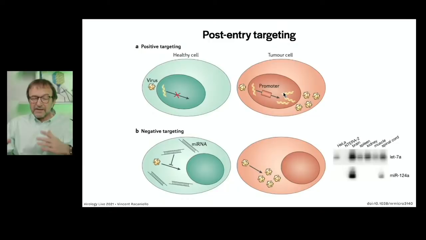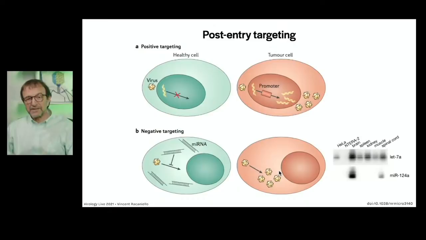That's positive targeting. And we have negative targeting, where we insert the target for a microRNA into the vector genome. Remember, microRNAs are produced normally in cells, and they target their target sequence and cause it to be degraded. So what you do is you find a microRNA that is not in your tumor, but it's everywhere else. And so in other cells, in non-tumor cells, the target is going to be degraded by microRNAs in those cells, and the vector won't replicate. But in the tumor cell, there's no microRNA, so the vector reproduces.